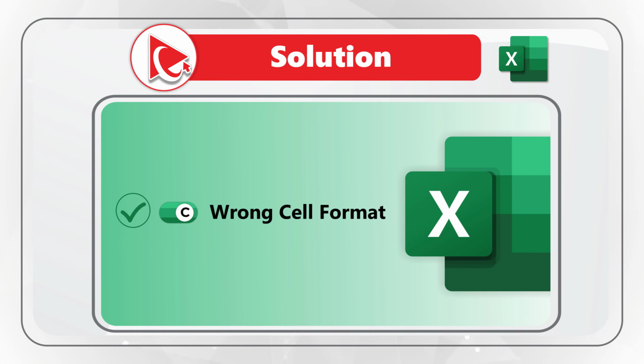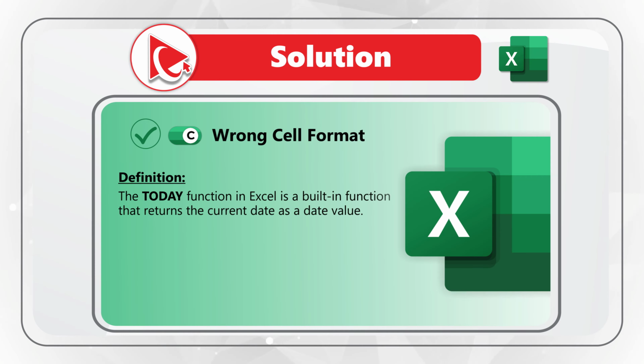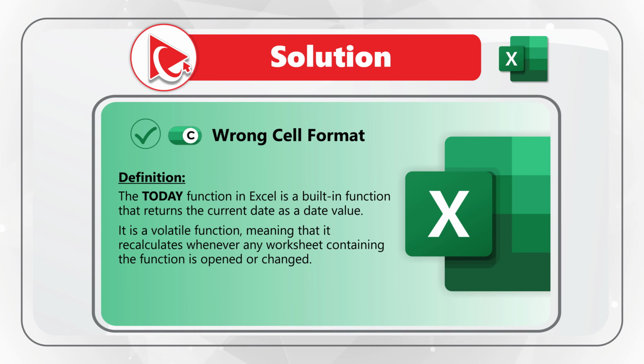To understand the issue, we need to understand the TODAY function in Excel, as well as what happened when Alexandra typed the function inside the spreadsheet. The TODAY function in Excel is a built-in function that returns the current date as a date value. It's a volatile function, meaning that it recalculates whenever any worksheet containing the function is opened or changed. And this is obviously true because today is changed, and yesterday was a different today than today. So the TODAY function is useful for displaying the current date in a cell.